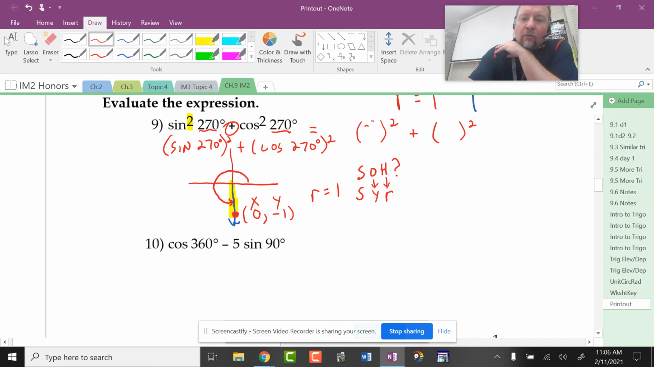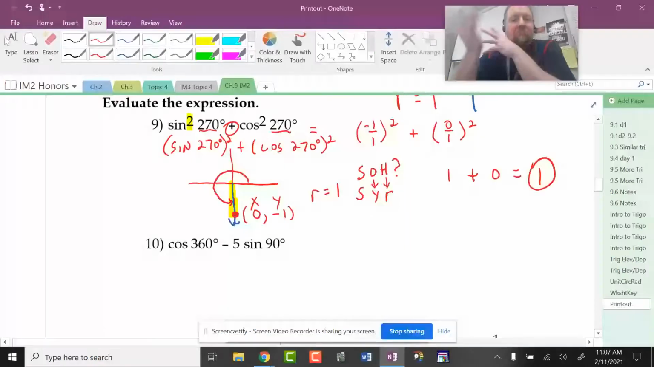So it's -1 over 1. Cosine is x over r, which is 0 over 1. -1 over 1 squared is 1. 0 over 1 is 0 squared. So after all that, we just get 1. All right, no big deal.